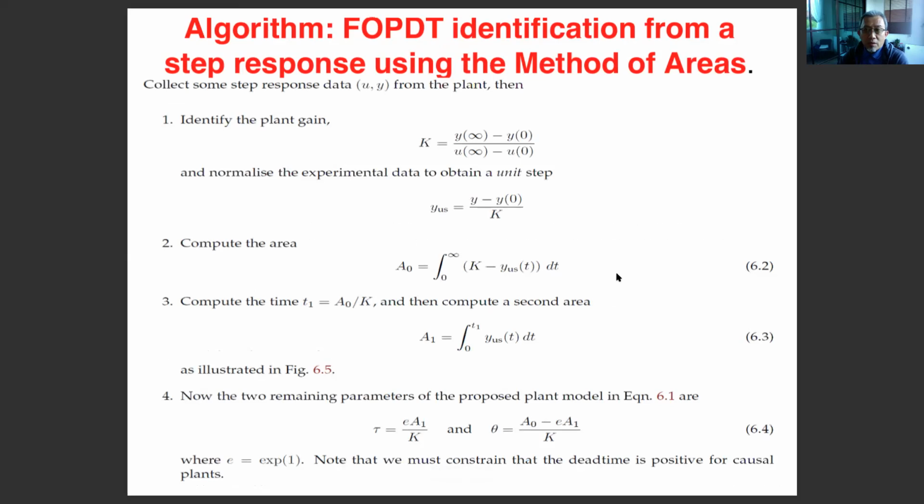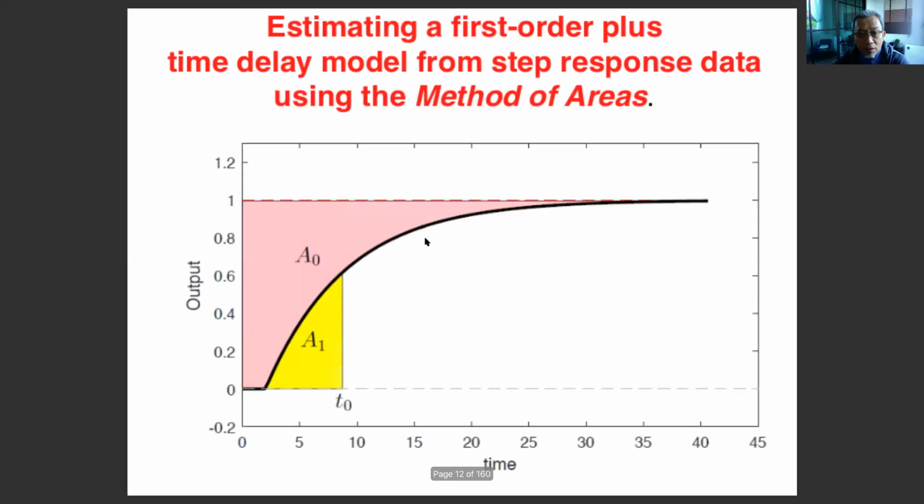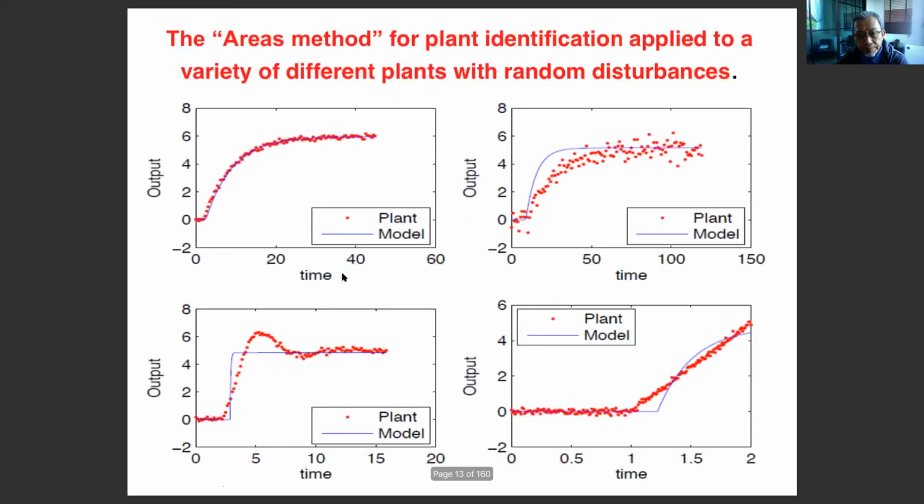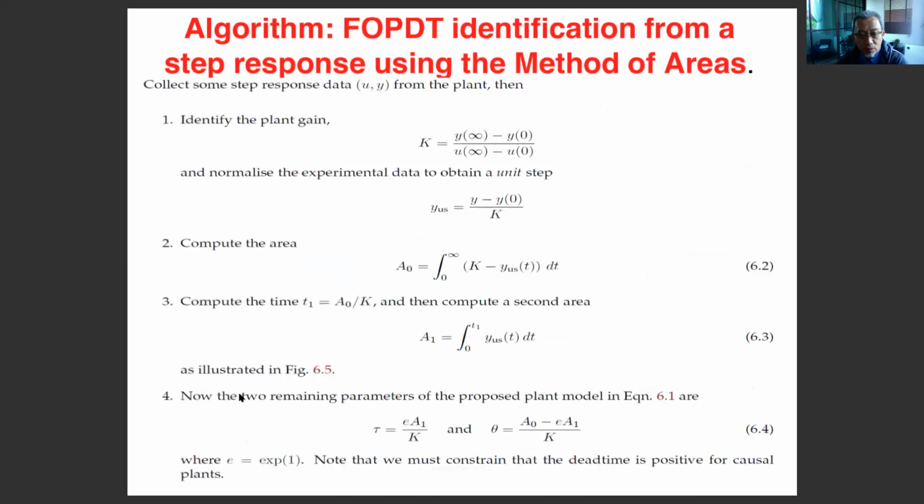One of them is the method of areas, which uses the procedure shown here. First, we identify the plant gain. Then we compute the area A0. Then we compute the area A1 as illustrated in figure 6.5, A0 and A1, where A1 indicates the 63% time constant. Then we use the remaining parameters for the plant model structure, where the time constant is given by this formula and theta is given by this formula.